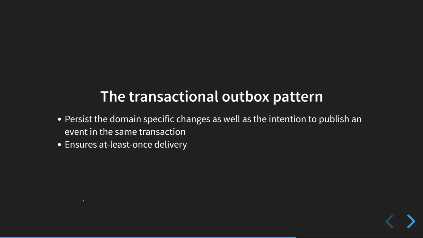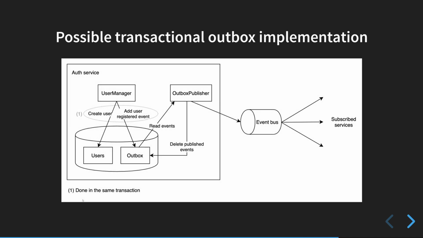So let's take a look a bit at what this would mean in terms of implementation. So this is an implementation based on a relational database. That's what we are using. We're using Postgres. This might be a bit different in other kinds of databases, namely the document databases, because of the transactional guarantees. But let's go with the example that we have.